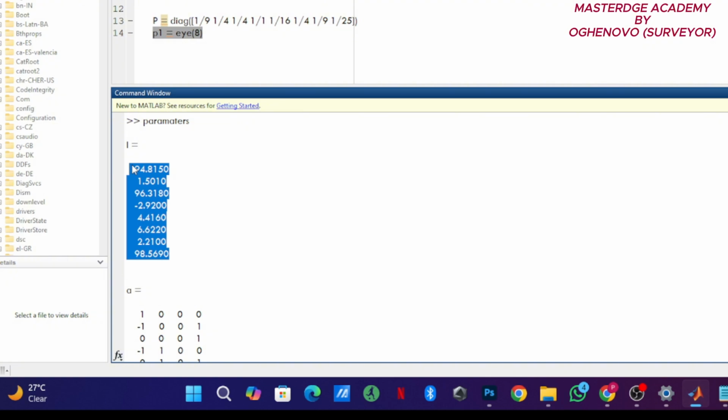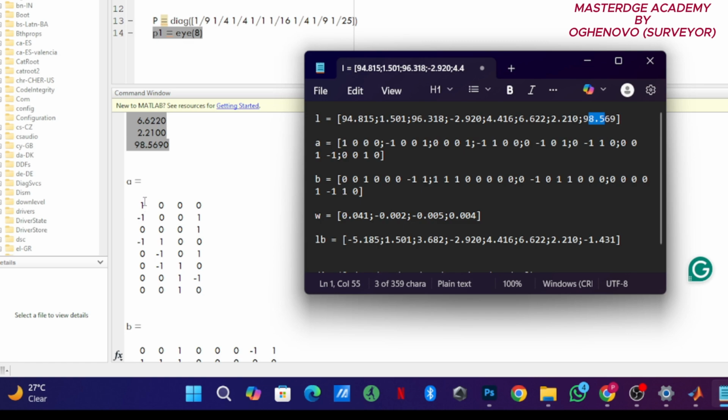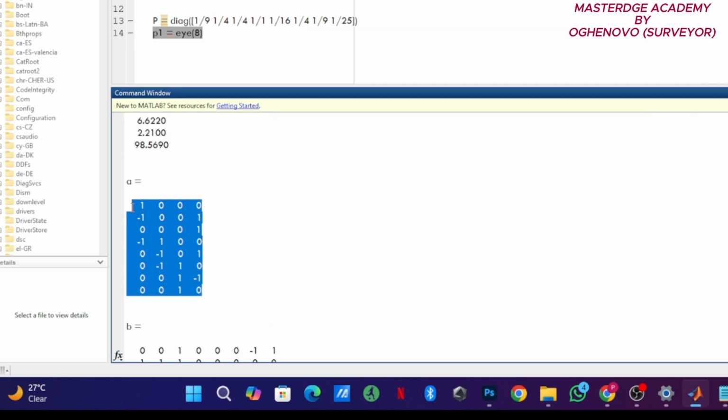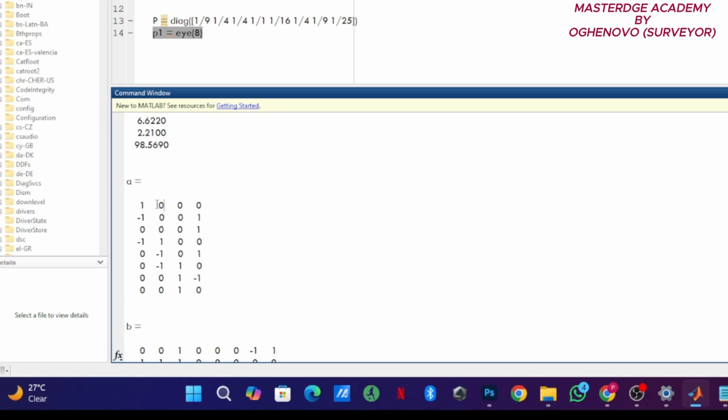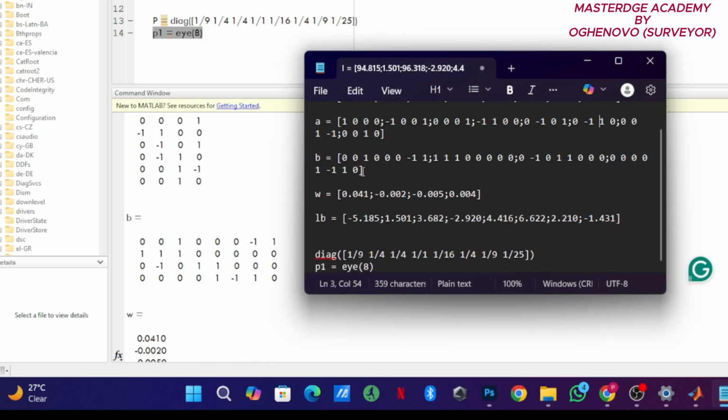This line of code looks like this. Now for my A, this is how it looks. Like I said before, with the semicolon, this is row 1, row 2, row 3, row 4, and the rest 5, 6, 7, 8. This is how it looks. This is an 8 by 4 matrix. Alright, now for the B, it looks the same way, a 4 by 8 matrix.